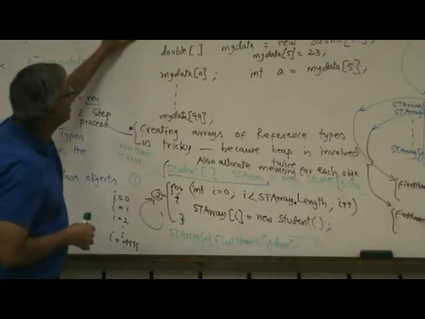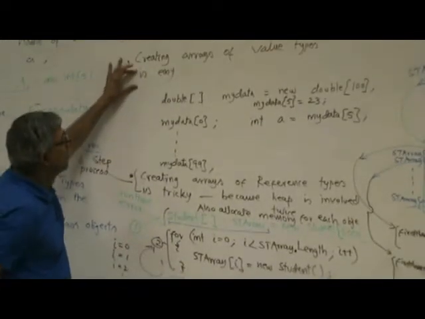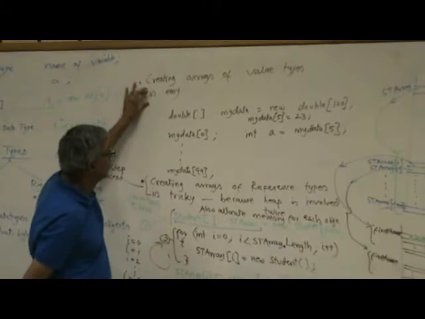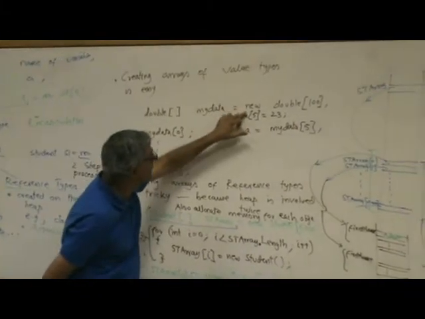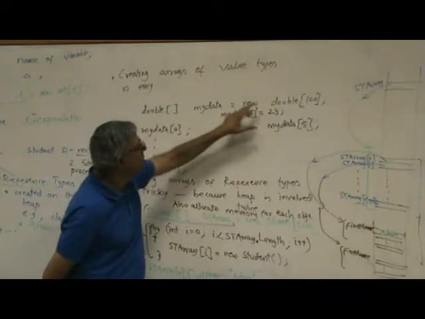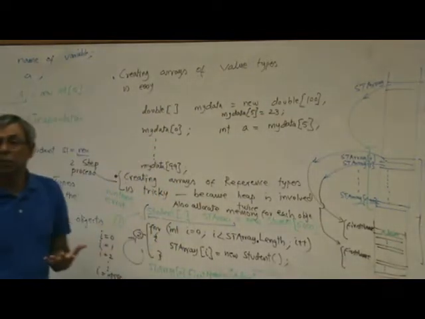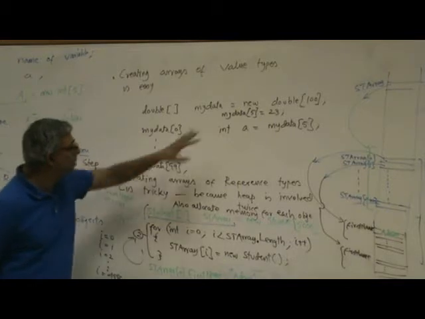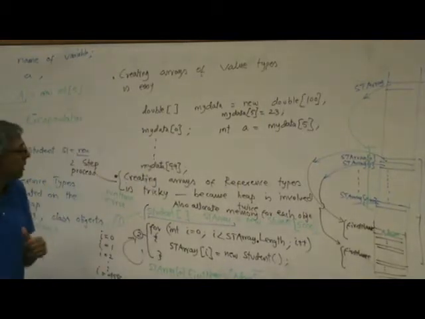Creating arrays of value types is easy. You still have to use the heap, but all you do is write the name of the array, new, and how much memory you want. And once you have declared it, you can start using the array.